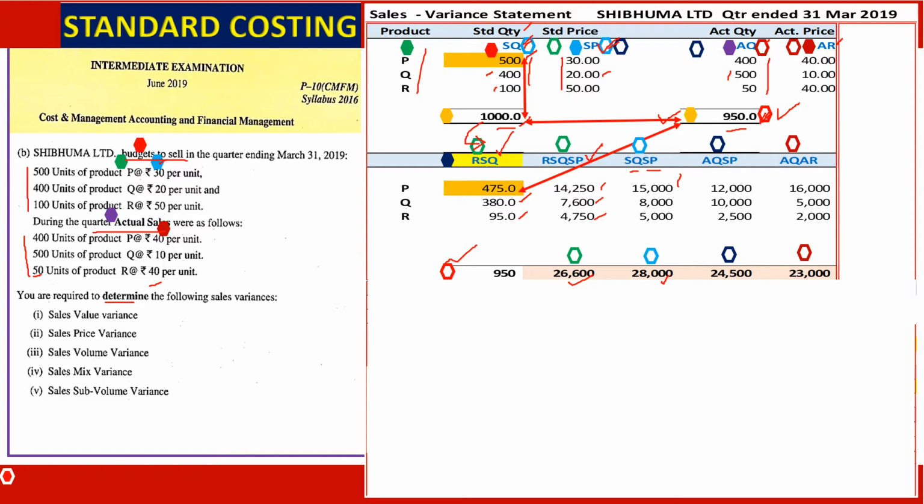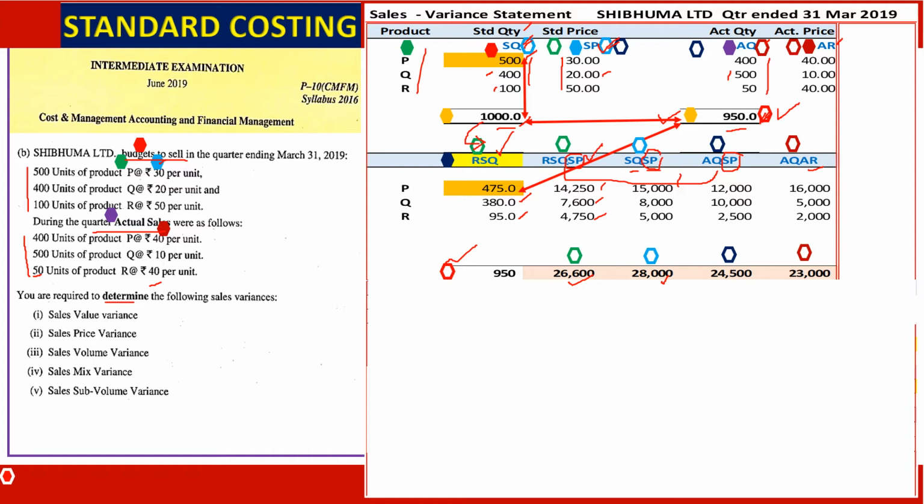Now you will realize in the first three columns, 1, 2, 3, the multiplier is common: standard price, and standard price. And in the last column, it is the actual price. Therefore, revised standard quantity into standard price, standard quantity into standard price, actual quantity into standard price are the first three values based on standard price. Only the last column is based on actual quantity and actual rate.